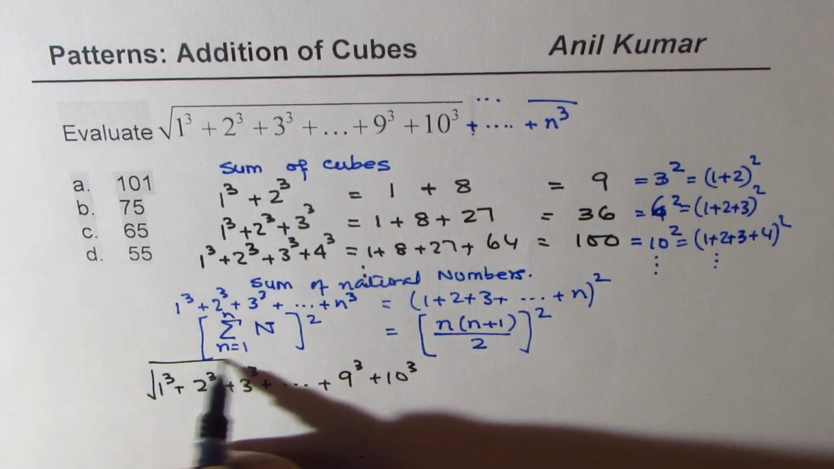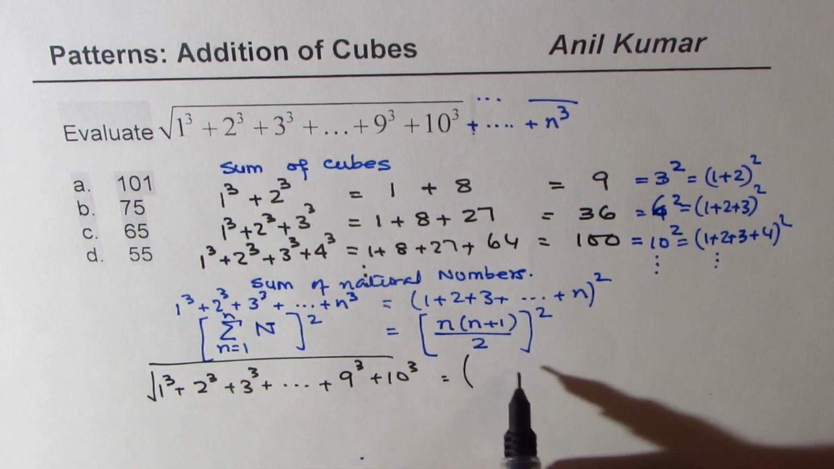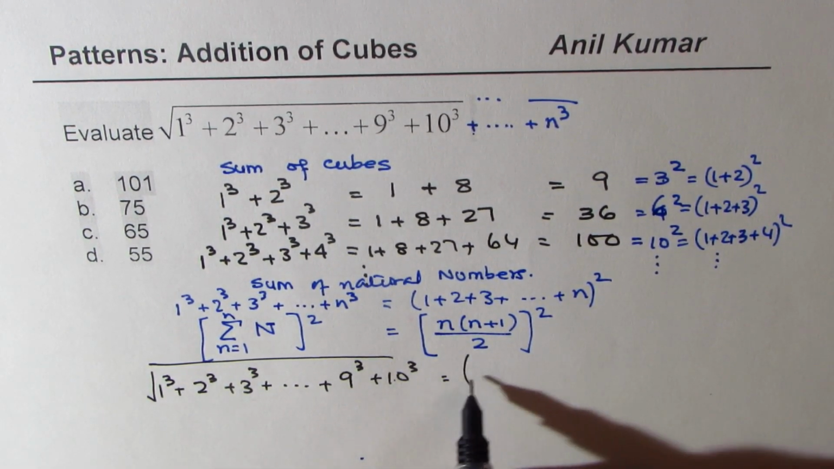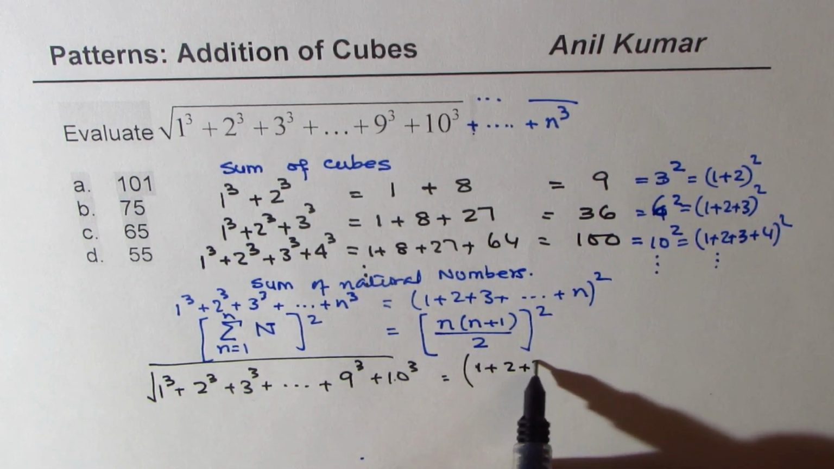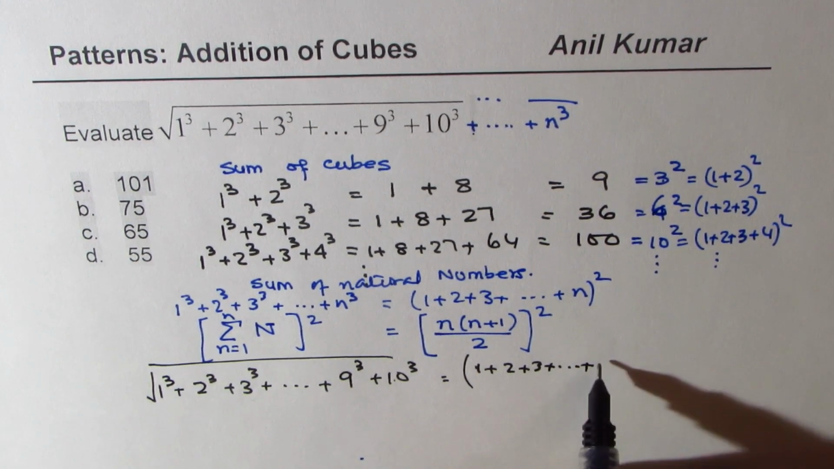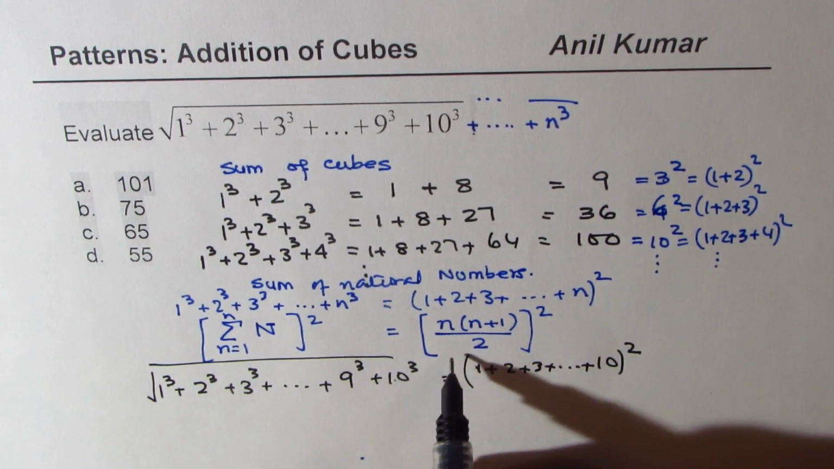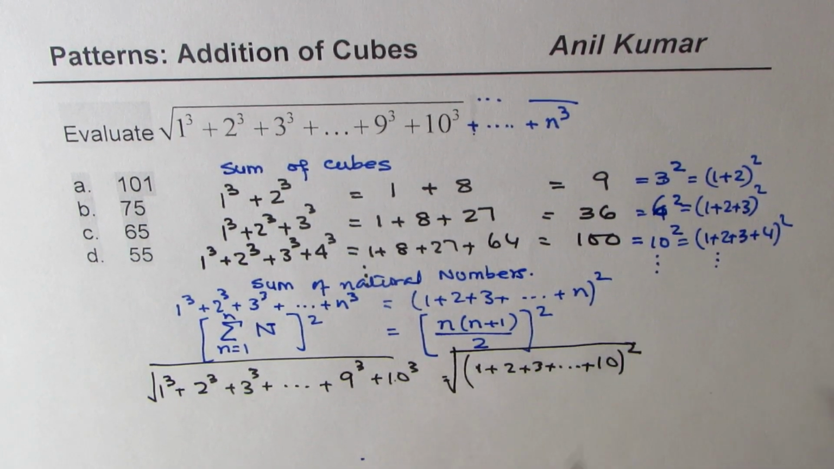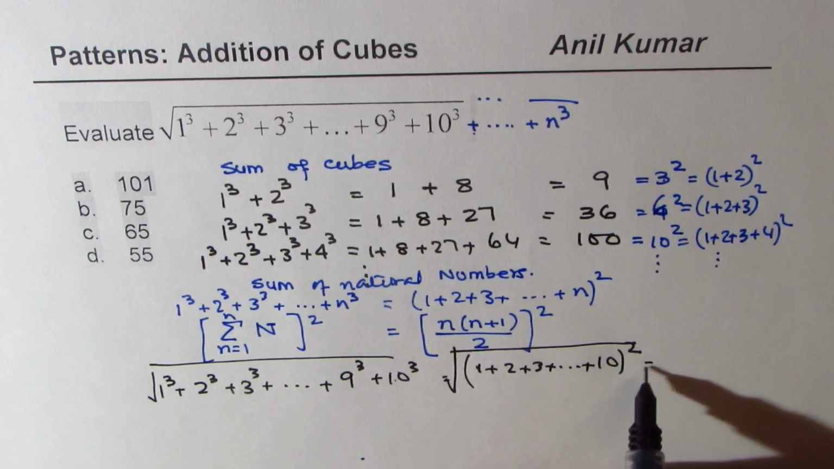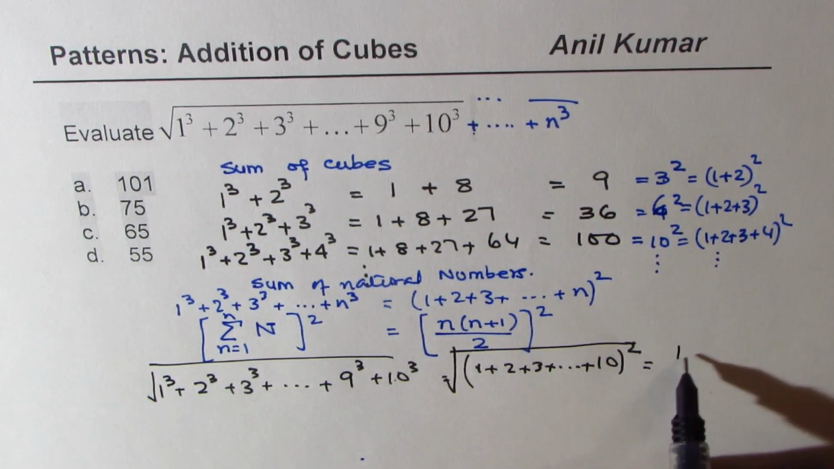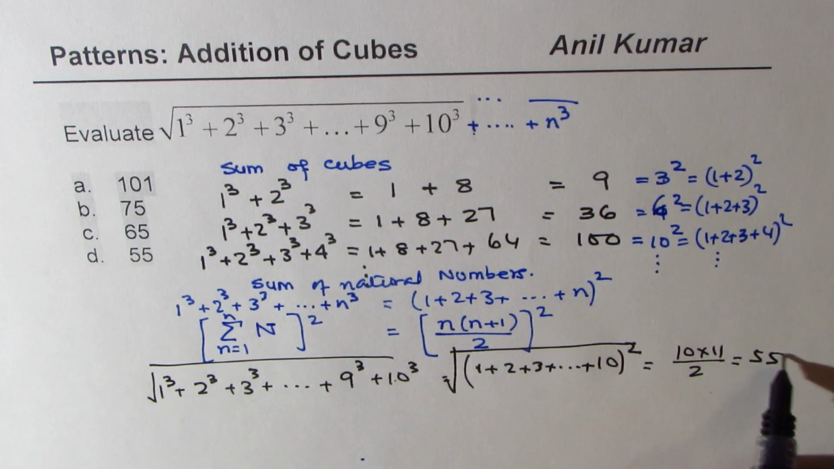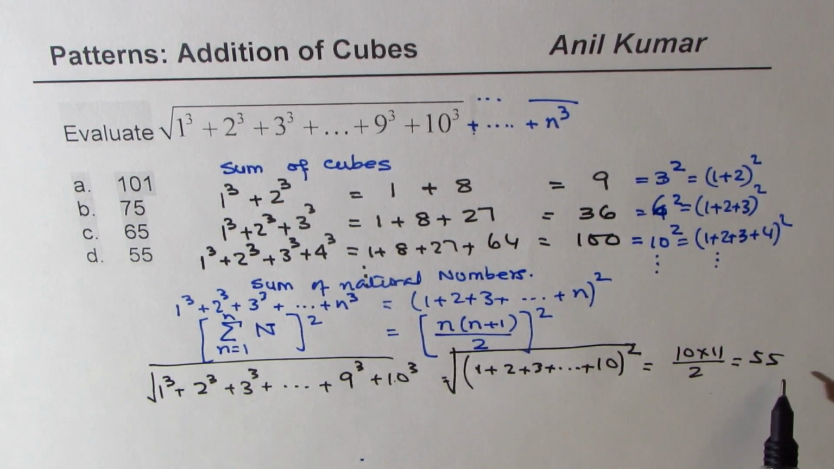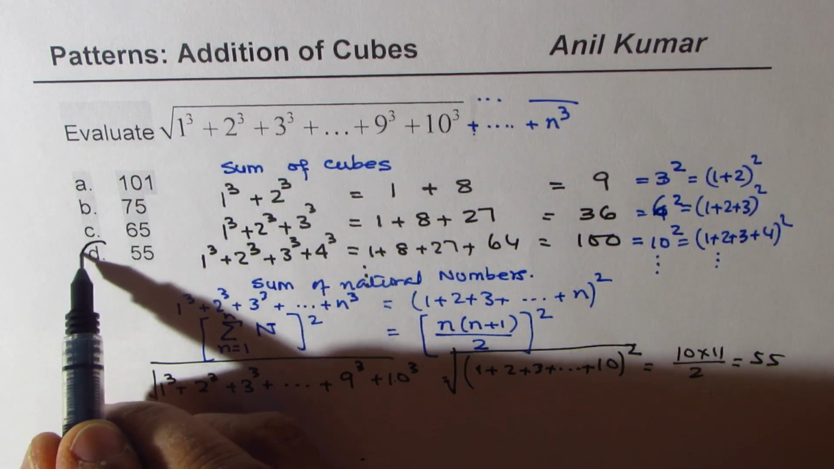Okay, so basically this is equal to the square of the sum of 10 numbers, right? So the sum of 1 plus 2 plus 3 plus so on till 10 whole square. And we want to do the square root of this, correct? Square root and square cancel and we get what here? We get 10 times 11 over 2, which is 55. You get an idea, right? So the answer is 55.